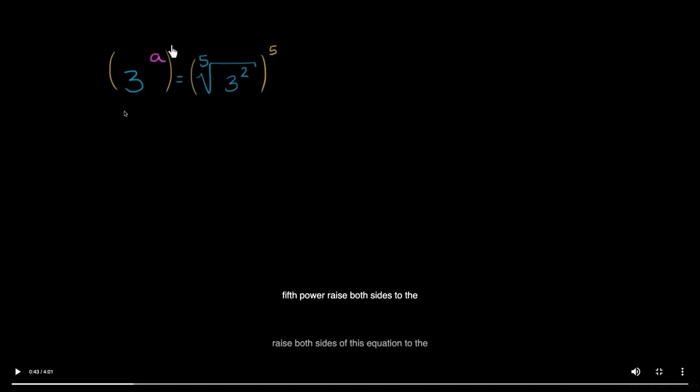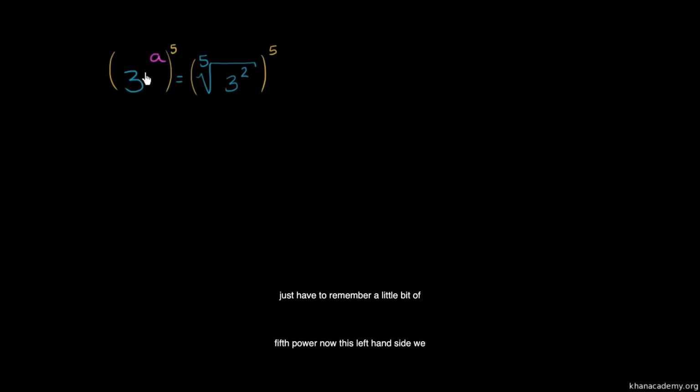So in English, the whole stuff right in here is called an equation. Raise both sides to the 5th power. Now this left-hand side, we just have to remember a little bit of our exponent properties. 3 to the a, to the 5th power.